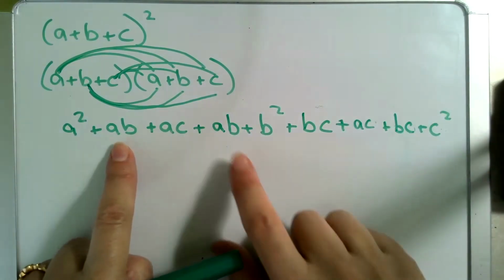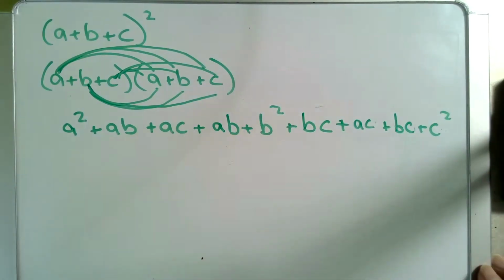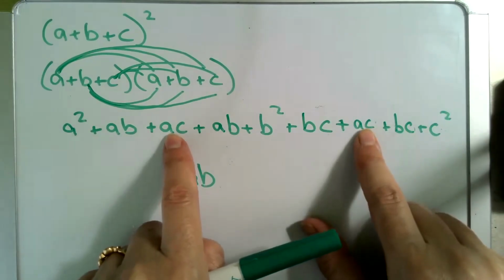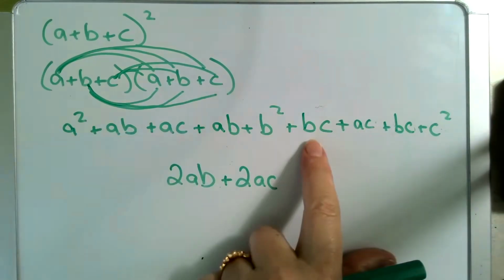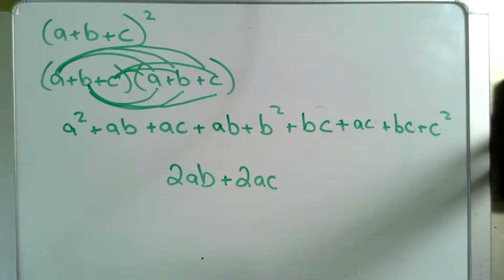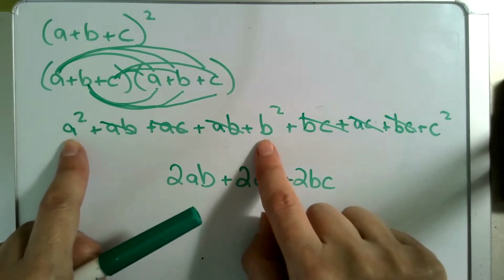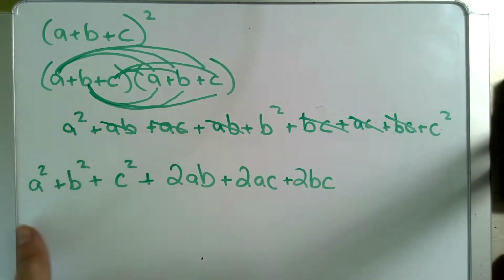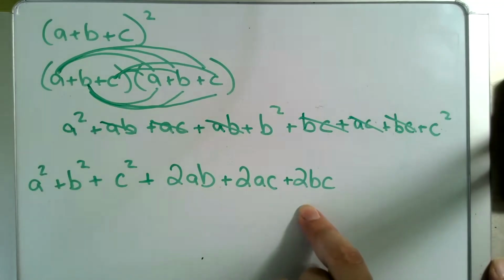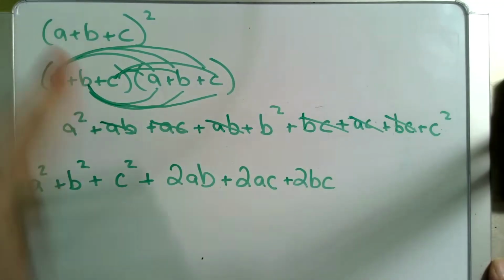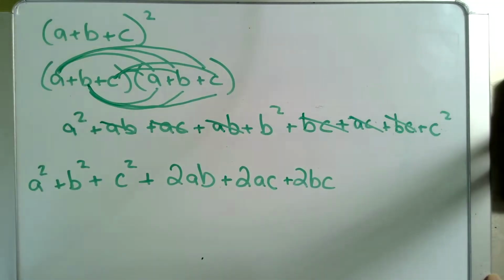And now, ab plus ab, that's 2ab. ac and ac, that's 2ac. bc plus bc, that's 2bc. And scratching out everything that we've already put down here, I'm left with a squared plus b squared plus c squared. And that right here is our formula for how to square a trinomial: a squared plus b squared plus c squared plus 2ab plus 2ac plus 2bc.